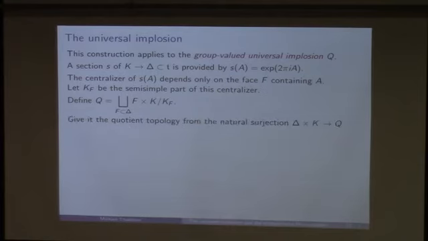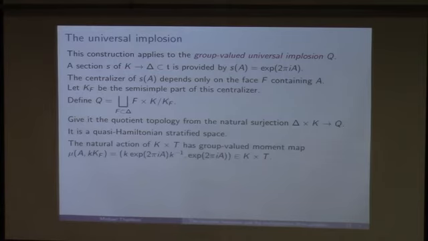And I give it the quotient topology, but more than that, it becomes a stratified space where the strata are these things appearing in the disjoint union. So this is a quasi-Hamiltonian stratified space. What makes it quasi-Hamiltonian is the natural action of K times T, where K acts on the left on this factor and T acts on the right on that factor, okay? T normalizes KF, so it can act on the right. And I wrote down what the group valued moment map is.